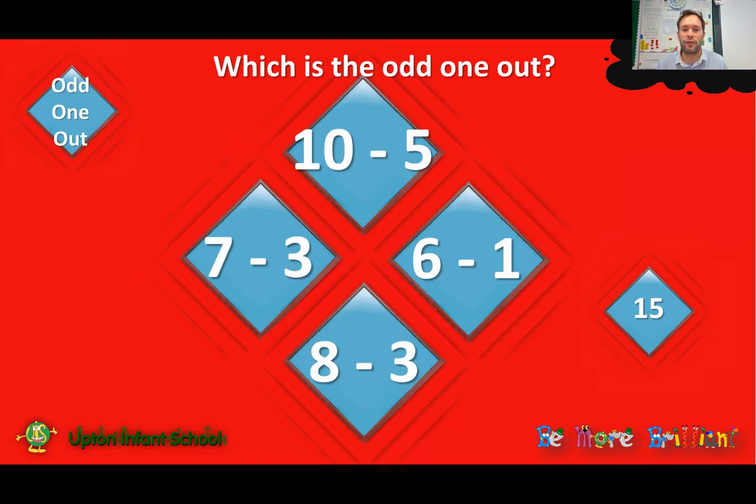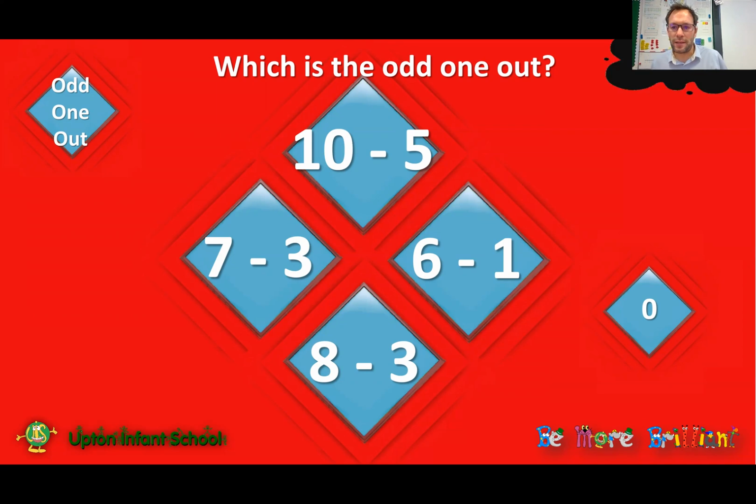And these are all subtraction problems now. Subtraction. Which is the odd one out? Off you go. 15 seconds. Okay, our time is up. Let's have a little look at the answers then.